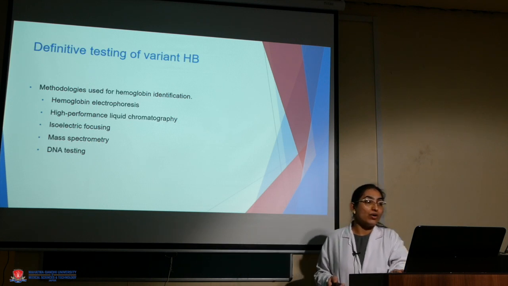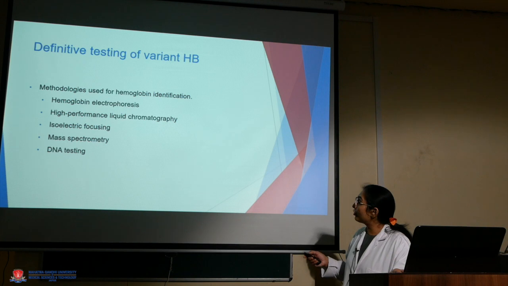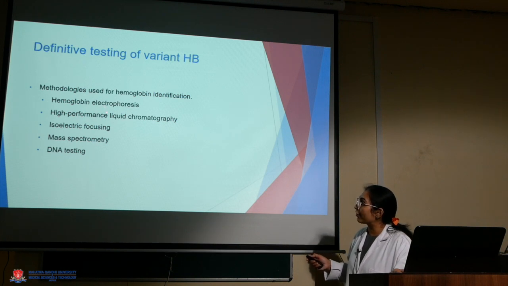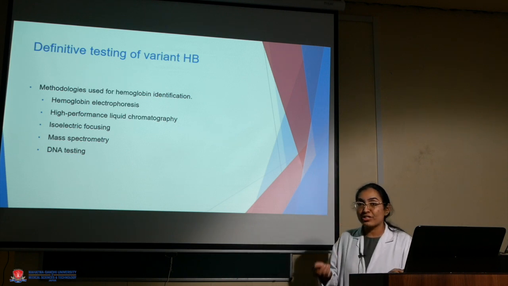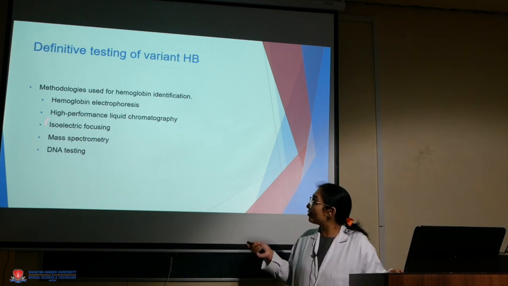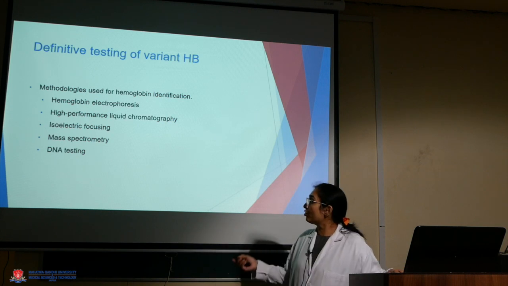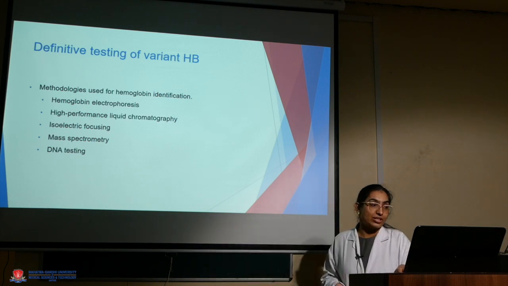Definitive testing, how do you do definitive testing? To find out the diagnosis, you either go for hemoglobin electrophoresis or high performance liquid chromatography. But in a patient who has already been transfused, this will not help because the picture will change. So you will have to go for DNA testing in such cases.